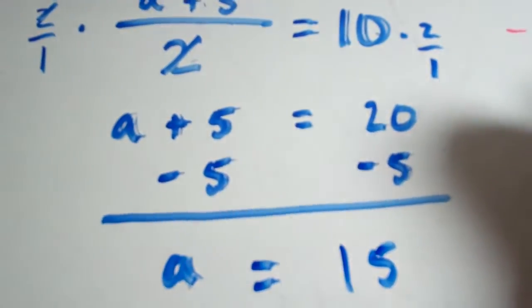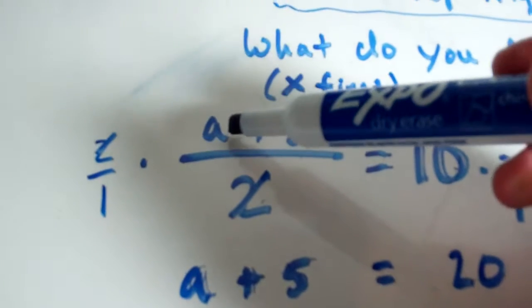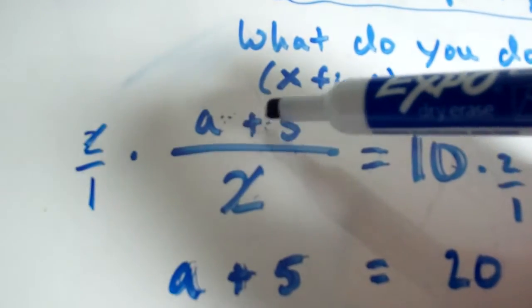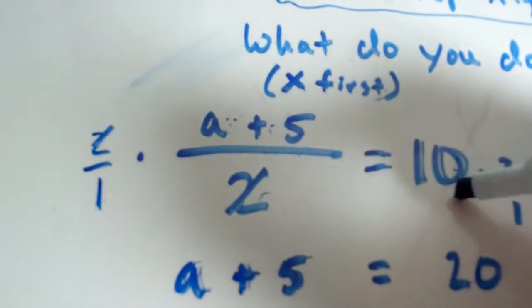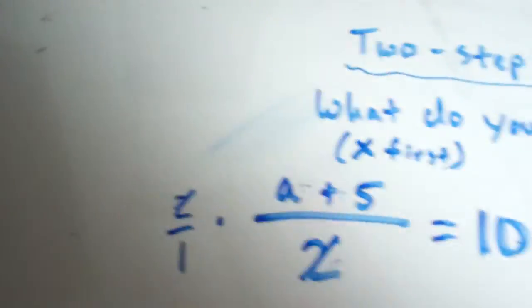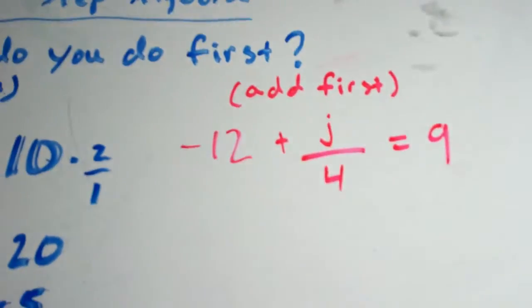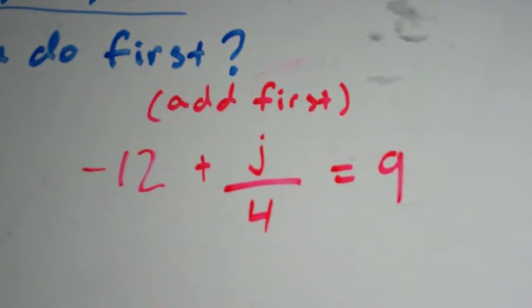If I go back to the original problem and I look at it, if a is 15, I'd have 15 plus 5, which is 20. 20 divided by 2 would be 10. On my other problem, I am going to add first.